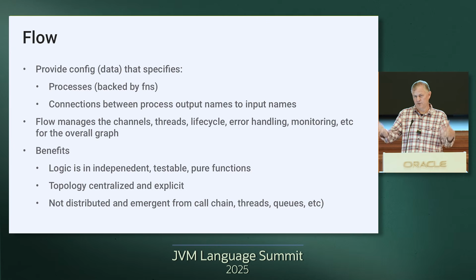Flow then starts all the threads, starts all the workload executors, maps the processes into those executors, wires them together with channels, handles all of that stuff. So the benefits here: the logic is in independent testable pure functions. The topology is centralized and explicit in that flow config, and the structure of the graph is not distributed and emergent from the call chain and threads and queues and all those things that you made.